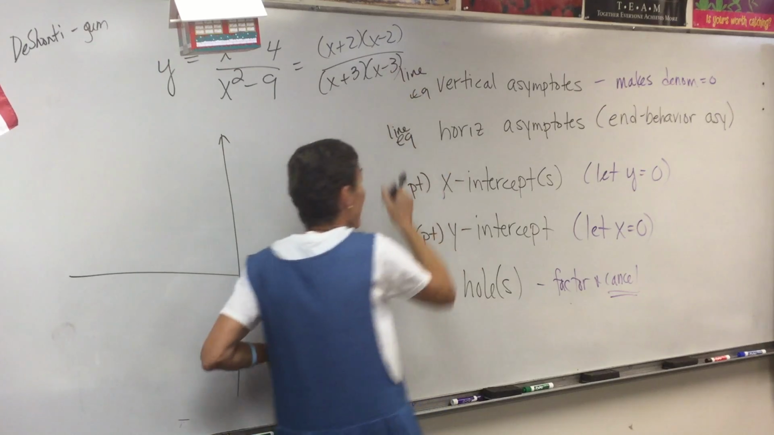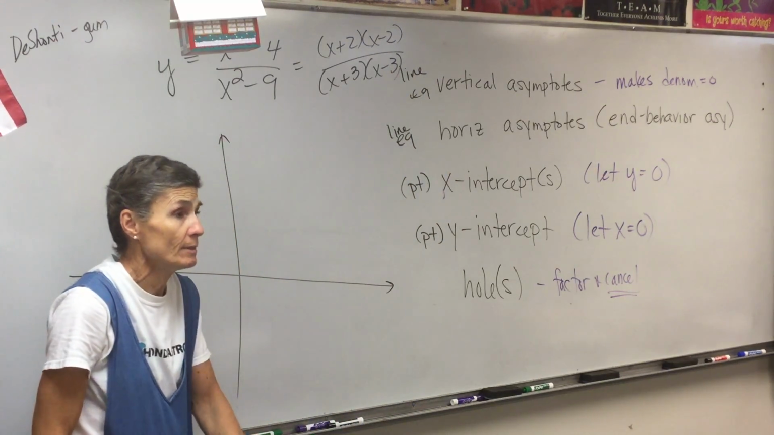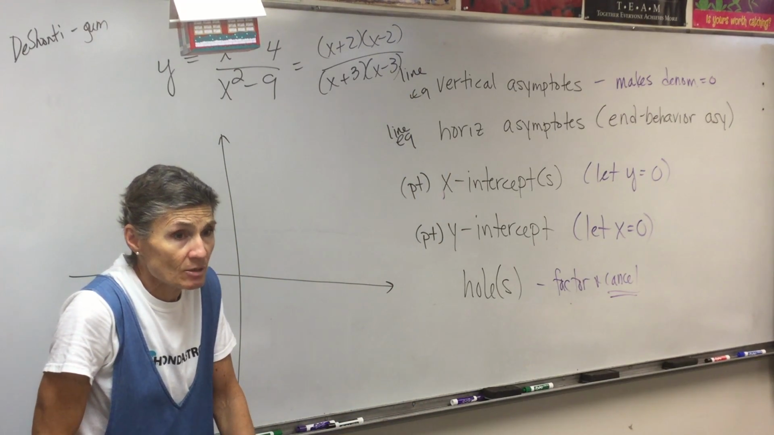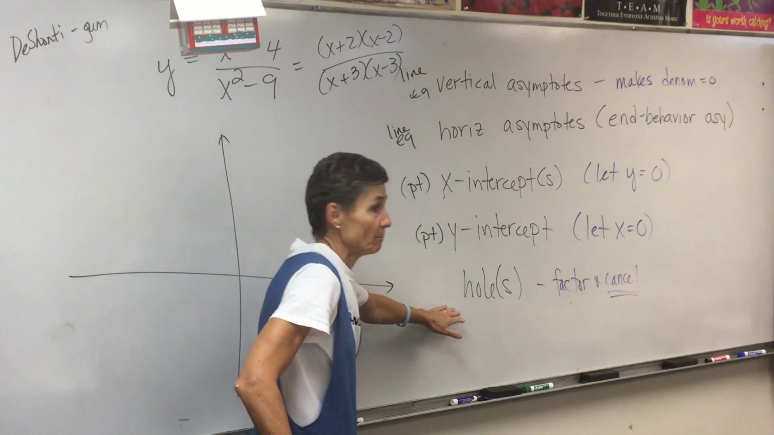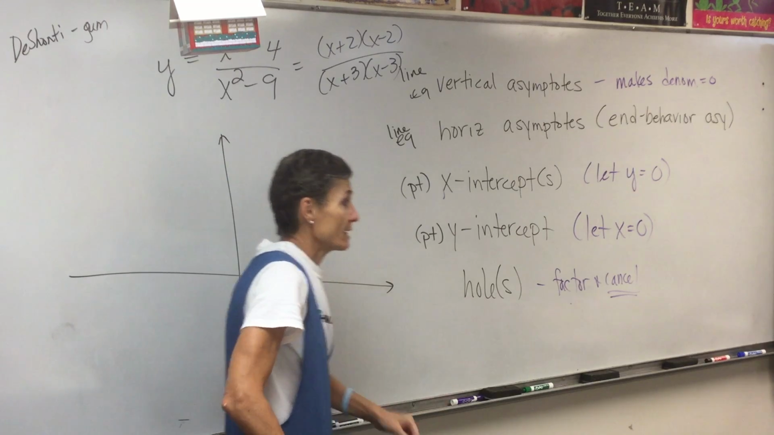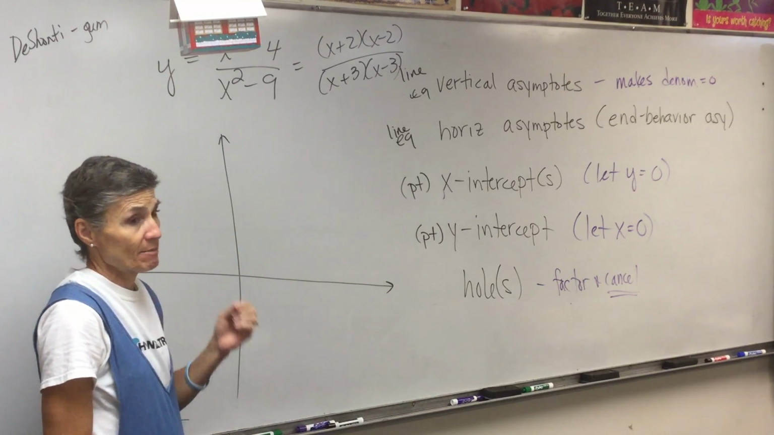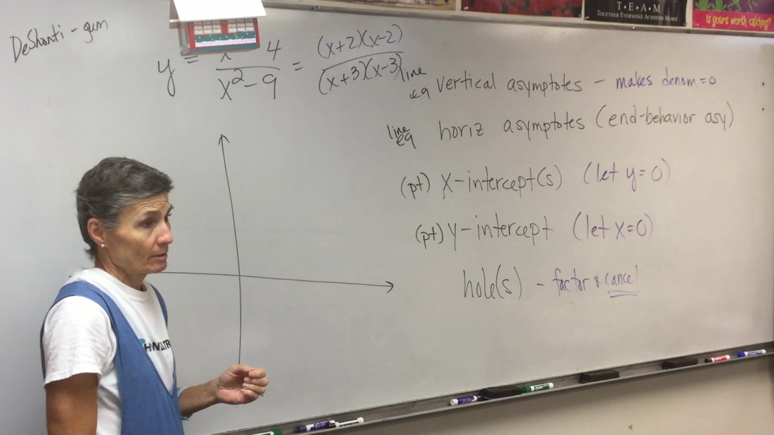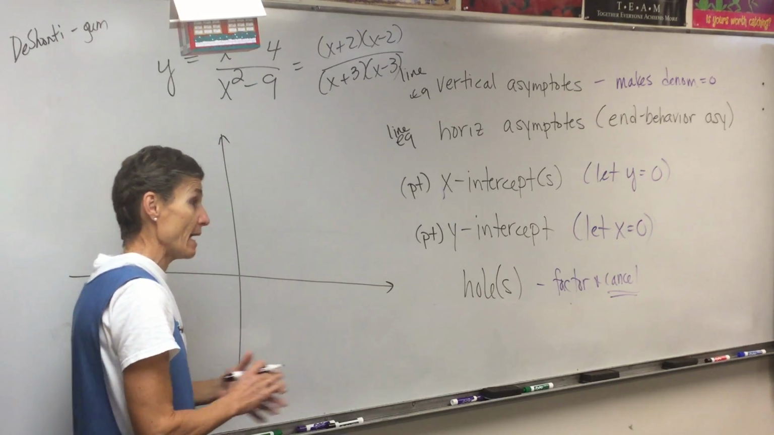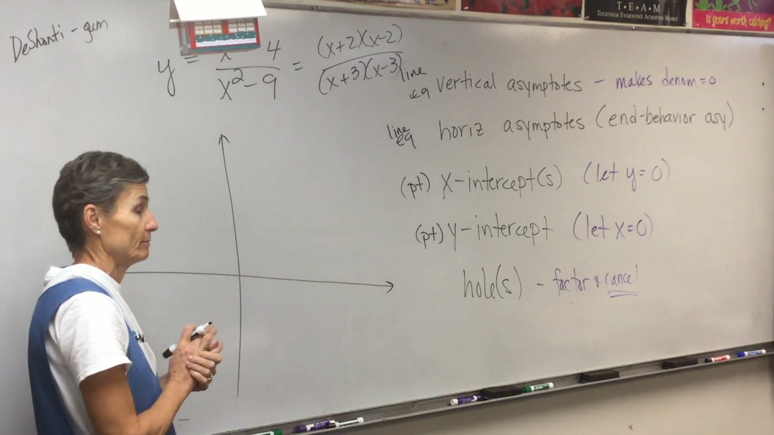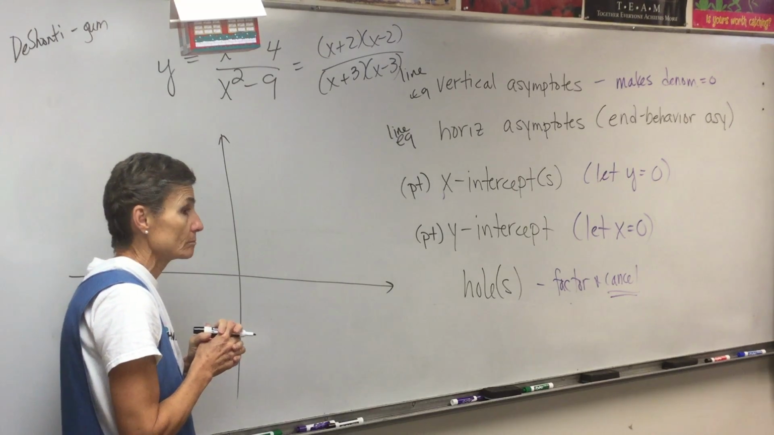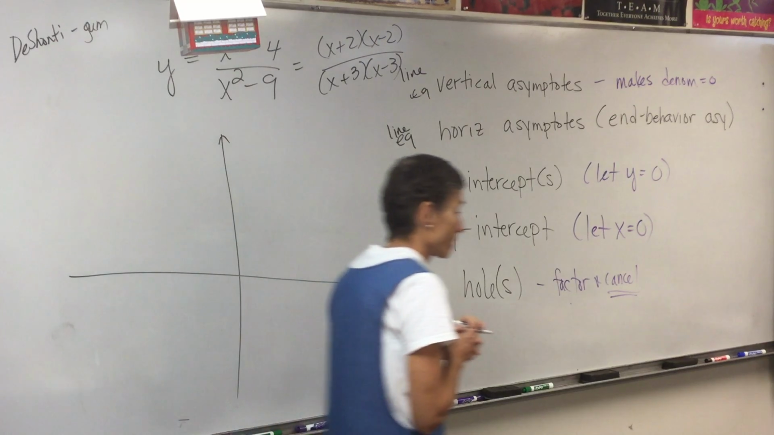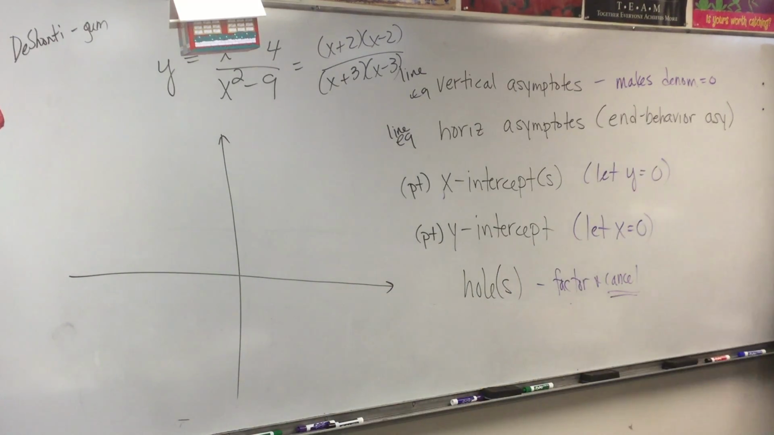Now I got a lot of factoring going on, but does anything cancel? No, which means once again, my picture simply has no holes. Because it's not about the factoring, it's about the canceling. All right, so what do I have? I don't have any holes. What do I have? What do I have going on here?